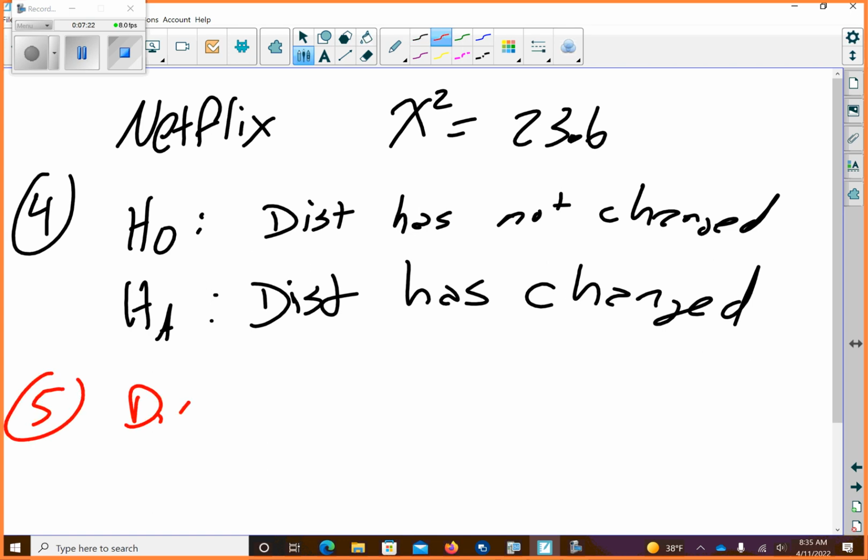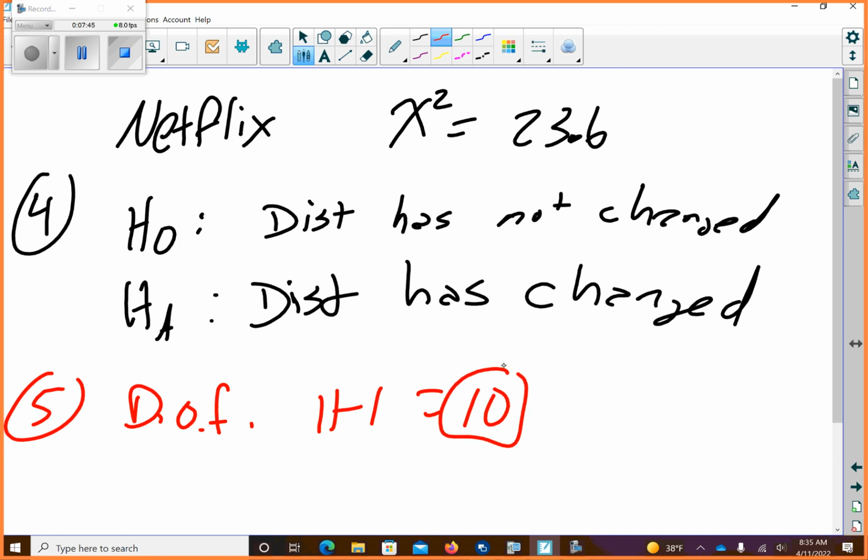What is the degrees of freedom on this? Where do we get the degrees of freedom? How many movie categories are there? It's not from the sum. How many movie categories are there? 11. So I'm going to go 11 minus 1. So I'm going to get 10 degrees of freedom.